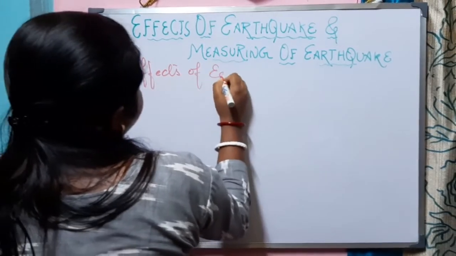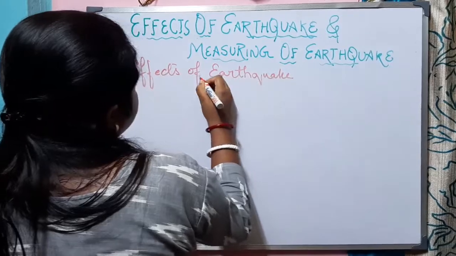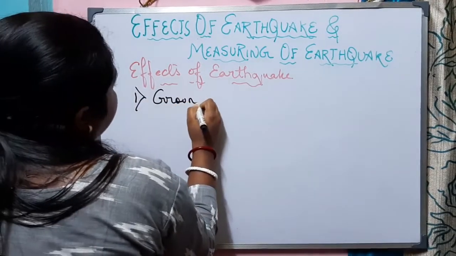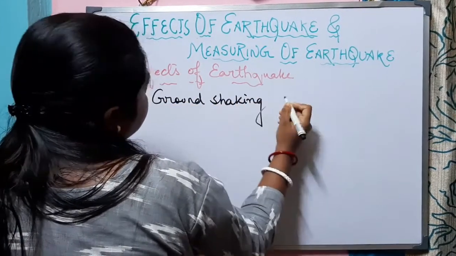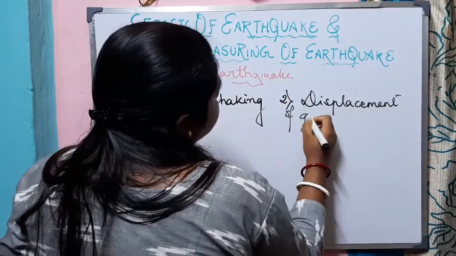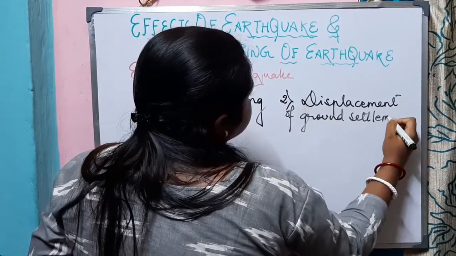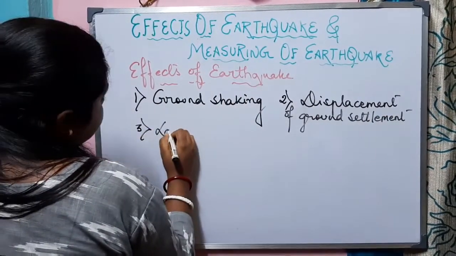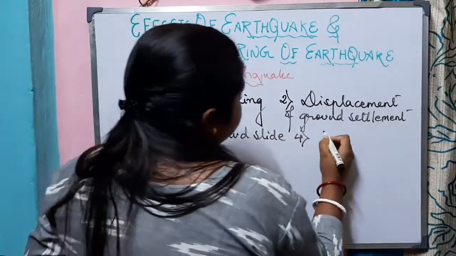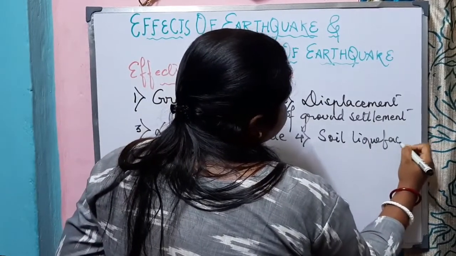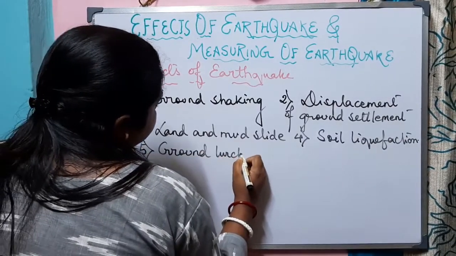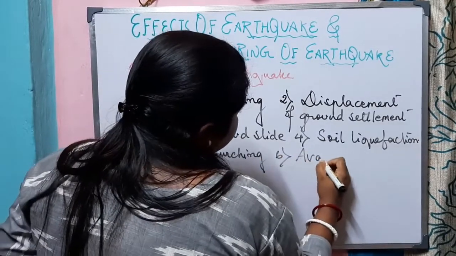Effects of earthquake. Number one, ground shaking. With ground shaking, it will lead to number two, displacement of ground settlement. Number three, there can be landslide and mudslide, which is very dangerous. Number four, soil liquefaction. Number five, ground lurching. Number six, avalanches.